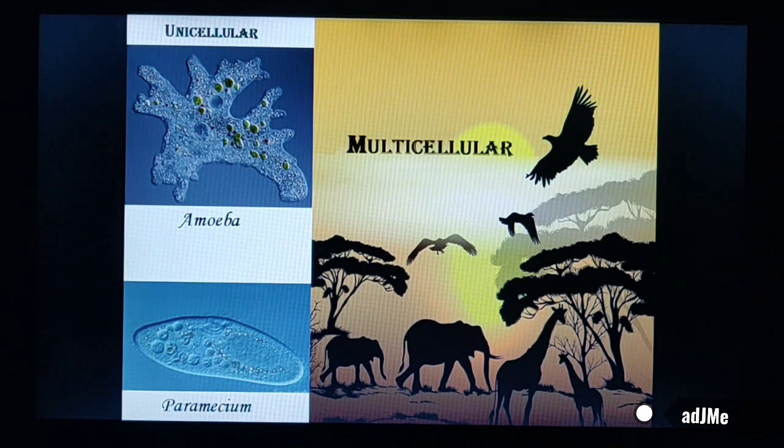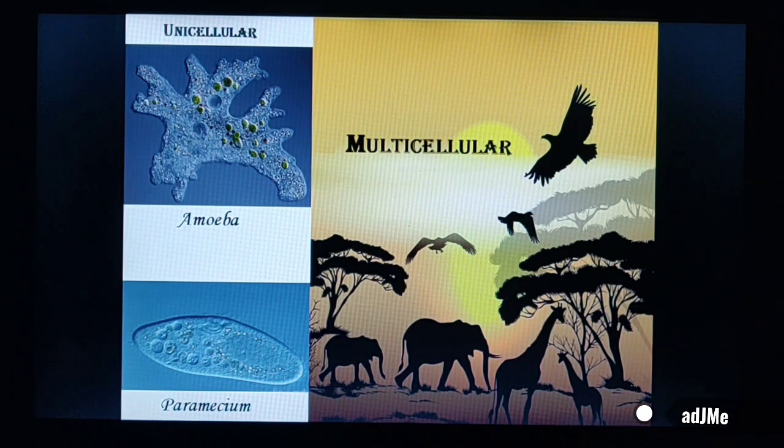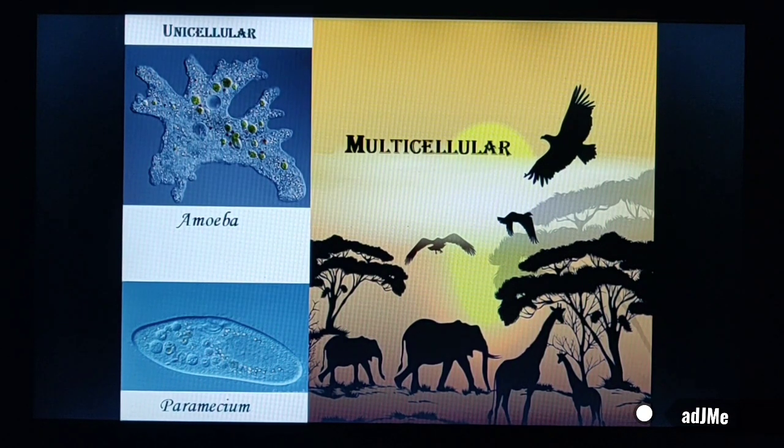Absence of multicellular organization means, in the case of unicellular animals like amoeba and paramecium, that one cell does all the functions. That one cell undergoes nutrition, respiration, and locomotion. But in multicellular it is not so.